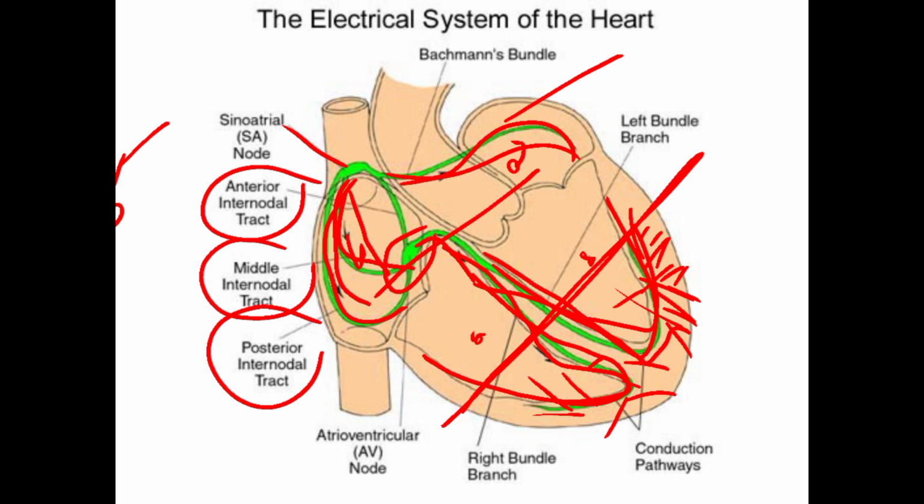If you look at the velocity, the velocity of conduction is fastest in the Purkinje fibers, at 4 meters per second. In the bundle of His and other parts it is 1 meter per second, and it is very slow at the AV node and SA node, 0.05 seconds.